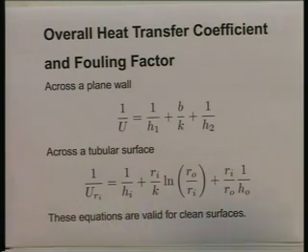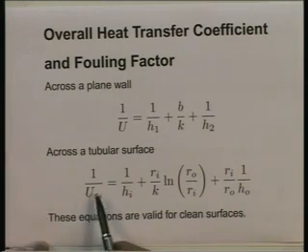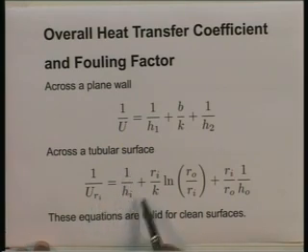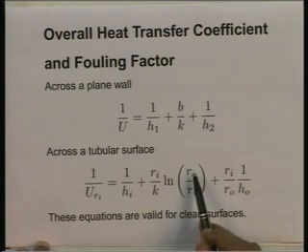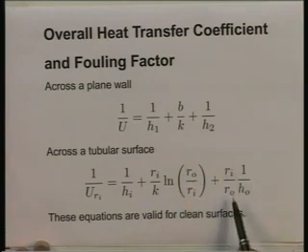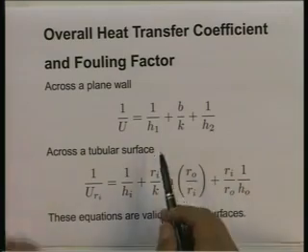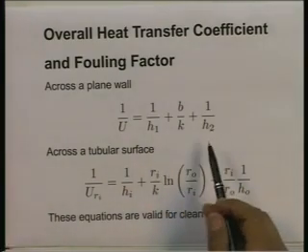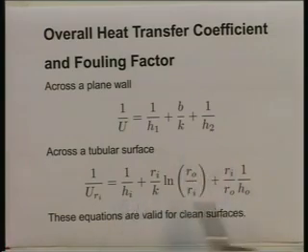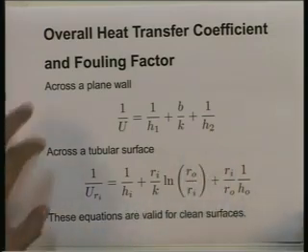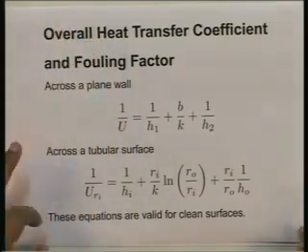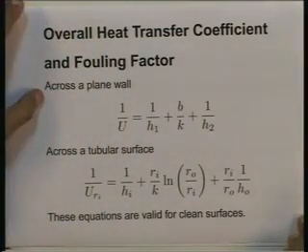And if it is a tube, like in a shell and tube heat exchanger or a concentric tube heat exchanger, the overall heat transfer coefficient based on the inner radius is given by 1/(Ui) = 1/hi + (Ri/k) ln(Ro/Ri) + (Ri/Ro)(1/ho). Now, h1 and h2, or hi and ho, will come from our knowledge of convection. These equations for calculating U are valid for clean surfaces.